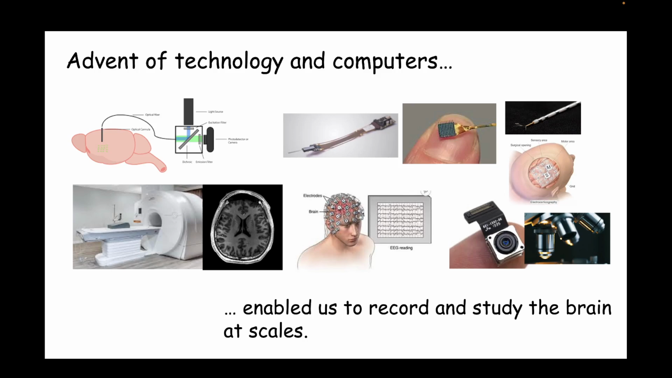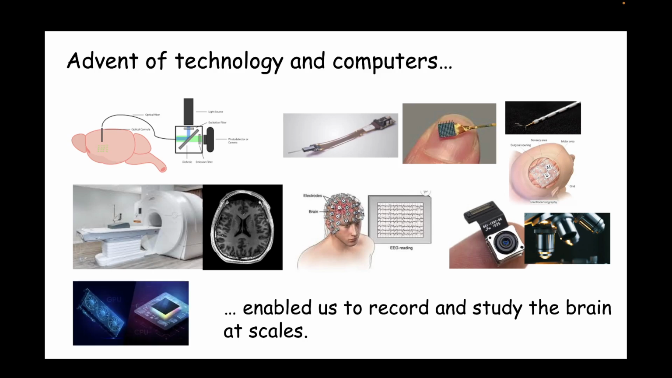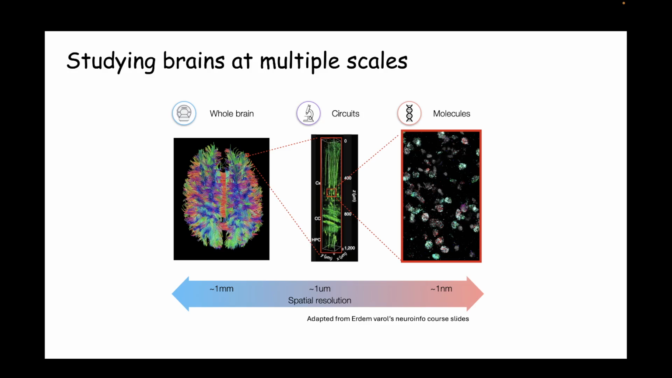And last but not the least to mention are the advanced computers and storage devices, which enabled us to store this deluge of data and make sense of it. So this has enabled us to study the brain at multiple scales, and here you see a depiction of the scales at which you can study. For example, you can study the connectomes of the brain using MRI.